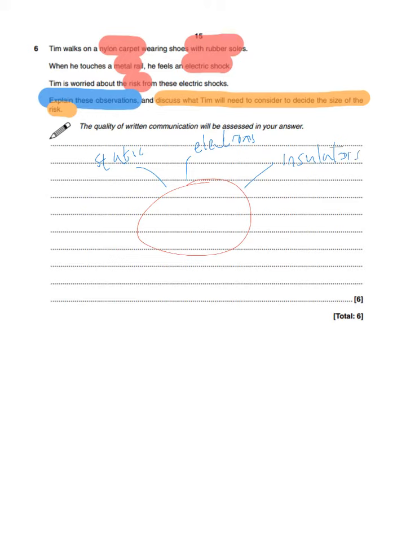Okay, so next thing, we've got a metal rail, so we might be mentioning conductors. So we've now got probably most of our keywords, and then we can use that to build an answer, and that might take you 30 seconds. Then discuss what Tim will need to consider to decide the size of the risk.